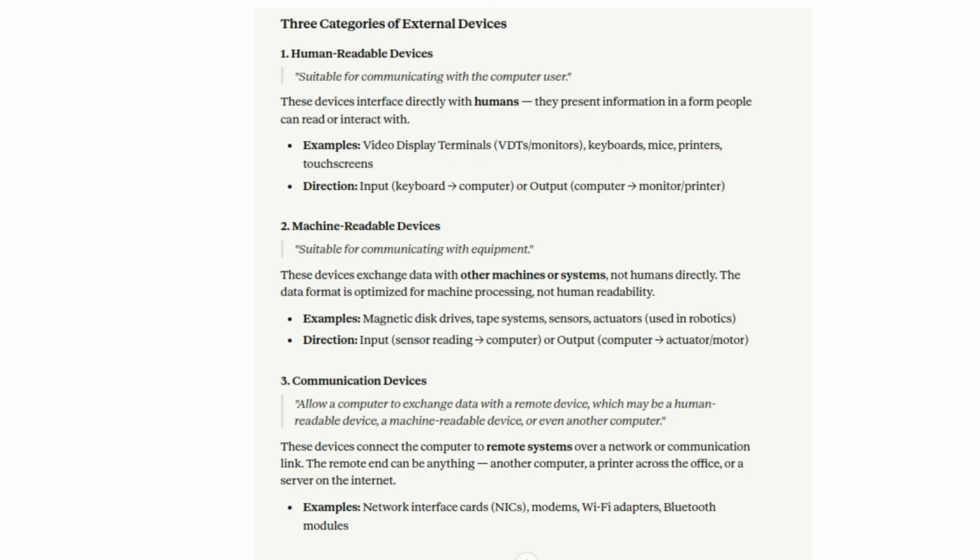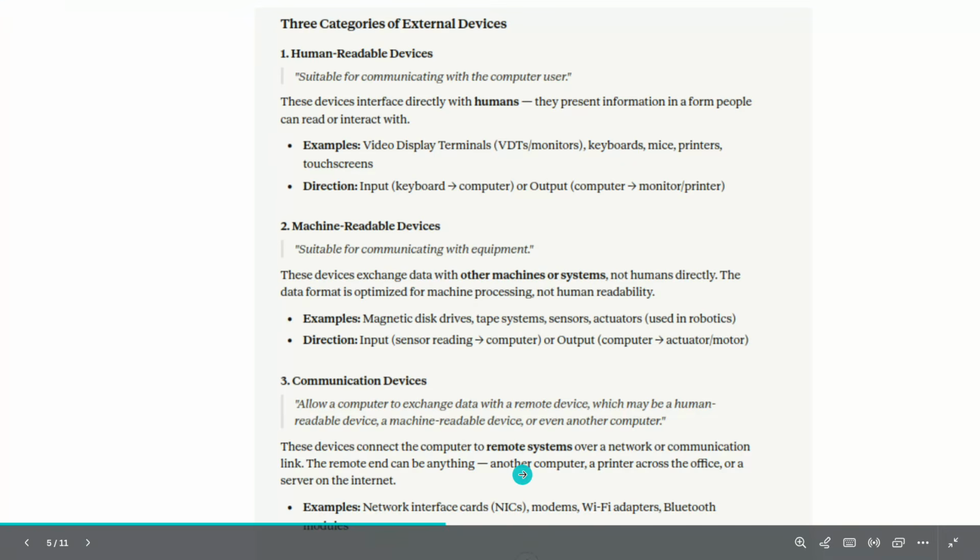The remote devices can be other computers, or other devices connected through a network or a communication link. So these devices allow the computer to connect to a remote system. This remote system can be another computer or a printer in another office. They are connected through a network or a communication link. The examples are network interface card, modem, Wi-Fi adapters, Bluetooth modules.